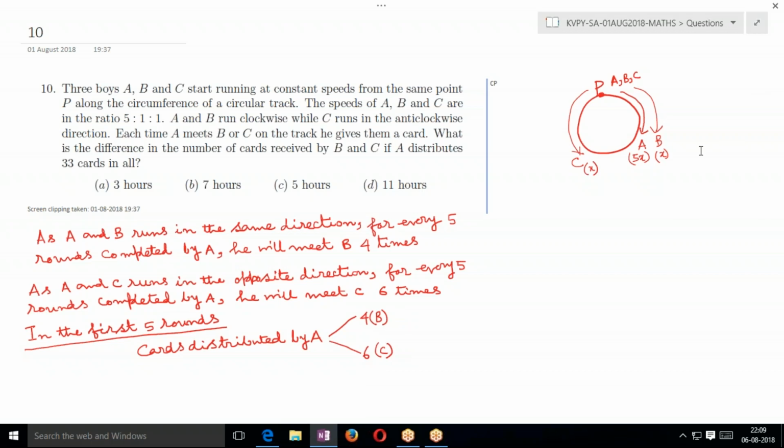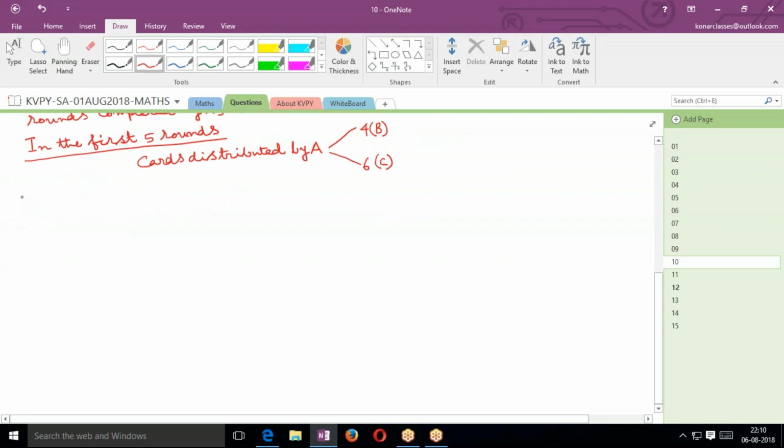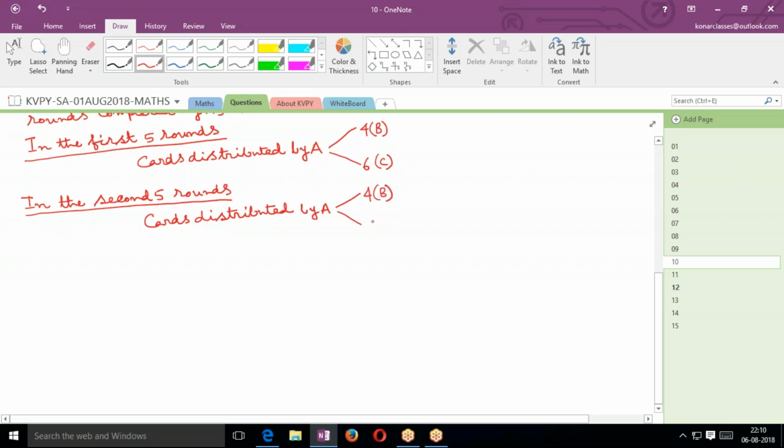Now comes the second 5 rounds. In the second 5 rounds, what happened? Yes, exactly, we can use the relative velocity concept as well. You can send me your solution using relative velocity, and we can discuss further offline. The cards distributed by A are the same thing: 4 to B and 6 to C. So how many cards have been distributed so far? 4 plus 6, 4 plus 6, it is 20. That means 13 more cards are left, so there will be a third 5 rounds also.